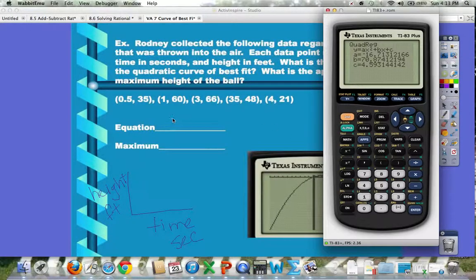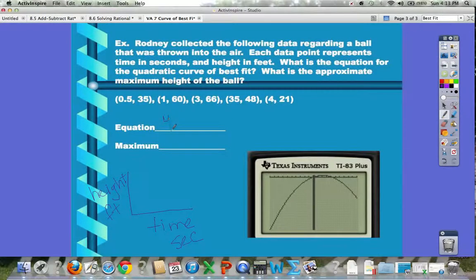All right, so you're going to write, this is negative 16.7, 70.87, and 4.59. So I'm going to write the equation, and that's going to be y is equal to negative 16.7 x squared plus 70.87 x plus 4.59. All right, there's your curve of best fit equation.